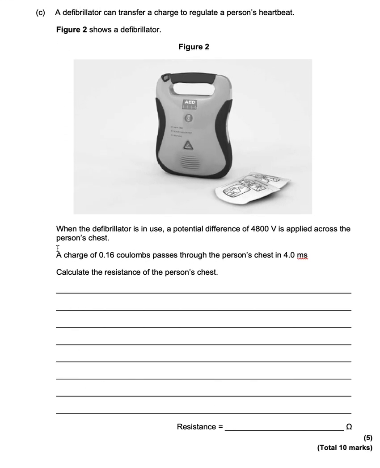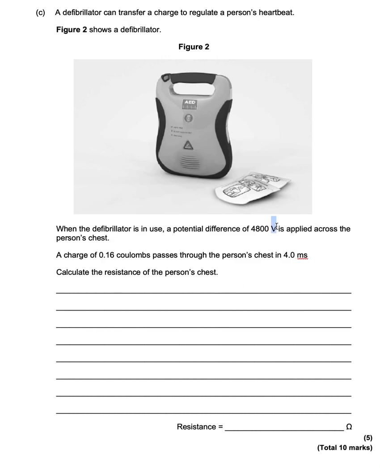Now this is a much more challenging calculation question, we can see, because it's 5 marks. A defibrillator can transfer a charge to regulate a person's heartbeat. You might have seen these on medical dramas, or possibly in real life, used when people have had a heart attack and their heart has stopped. When the defibrillator is in use, a potential difference of 4,800 volts is applied across the person's chest. They show you the picture just in case you don't know what it is. You don't really need to know what it is.